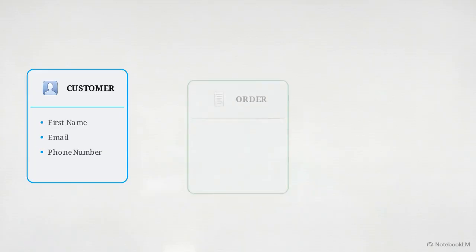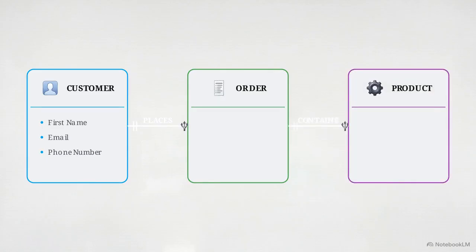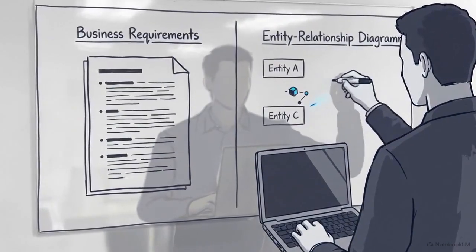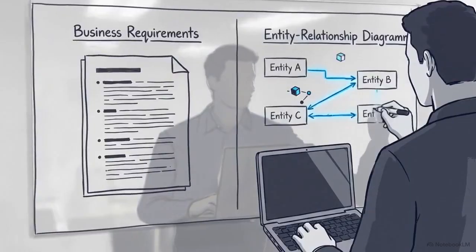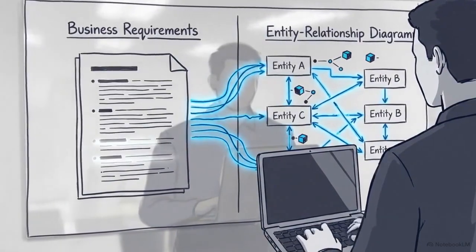Next, look at the verbs connecting those nouns together. A customer places an order. An order contains a product. Those action words define the exact relationships between your entities. By parsing the everyday language of your business requirements, you extract the raw materials. You translate conversational statements into a strict, organized architecture.